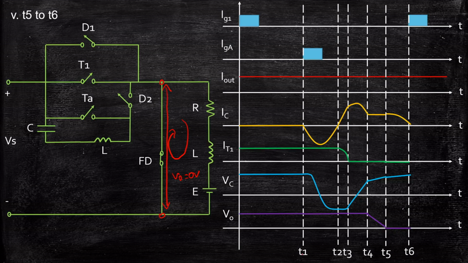Now the time durations T1, T2, T3, T4 and T5, T6 can be controlled by the values of the capacitor, inductor and the charging resistor RC. All of these values will largely influence the duration at which the thyristor has to turn off. So I hope this video gave you a clear understanding of current commutated chopper.